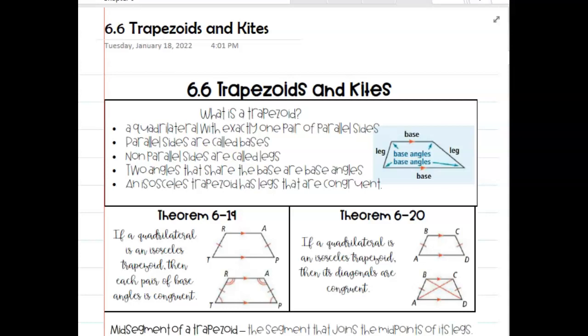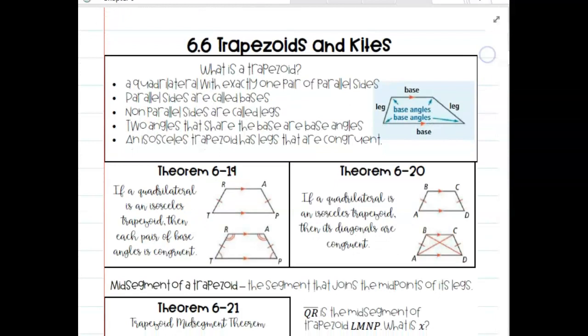So the parallel sides are called the bases. Okay, so in this case, it'd be that top and the bottom. The other 2 sides are called the legs. Now, what we're going to refer to a lot today is what's called the base angles. Now, the base angles come in pairs.